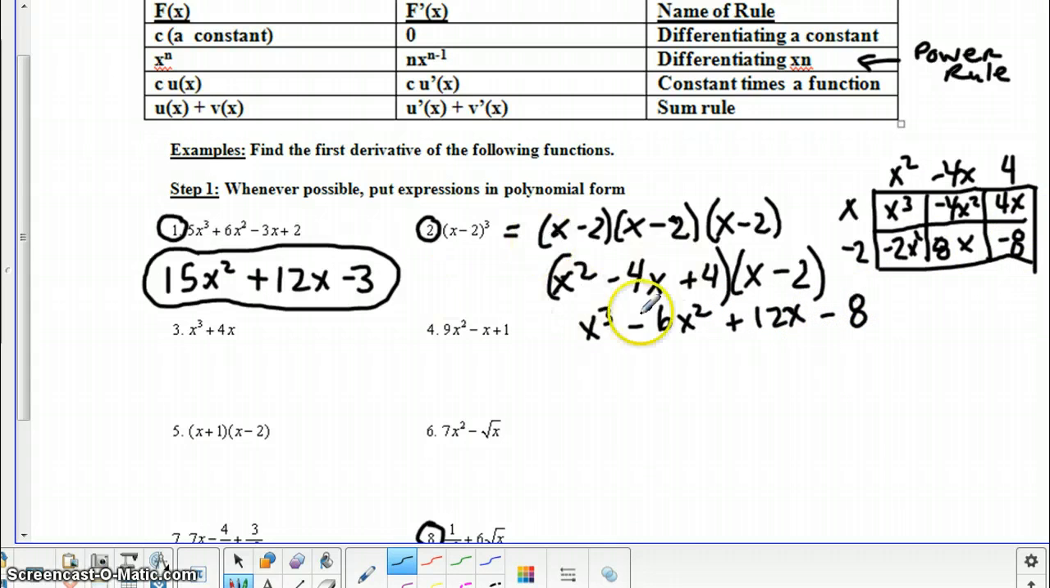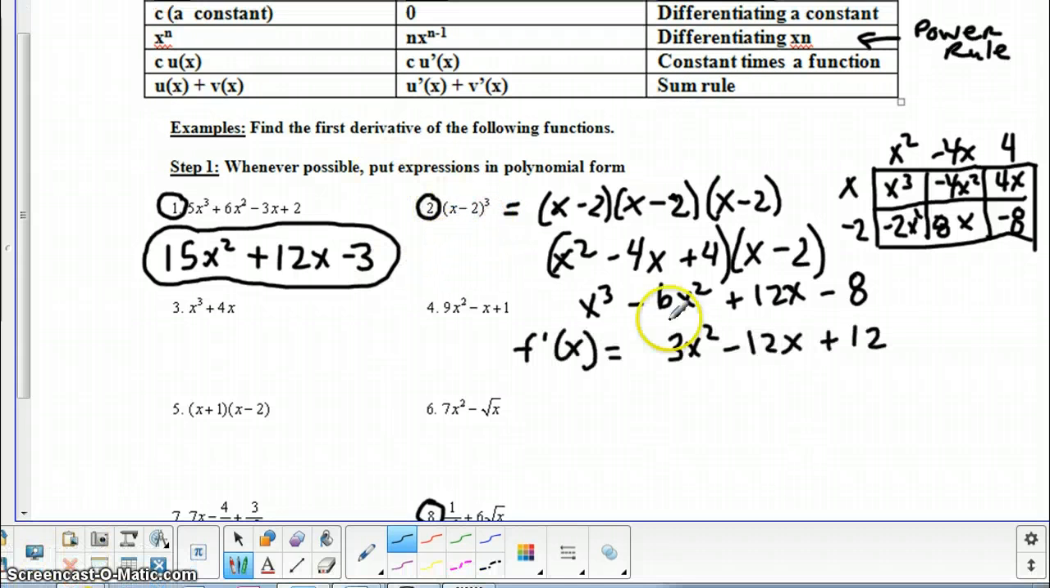Okay, so we did all that just to find out what the function is. Now we still have to take the derivative. So go ahead and try that and pause. Okay, so you should have found the derivative of our polynomial x minus 2 cubed to be 3x squared minus 12x plus 12. This was just multiplying it out, and then we took the derivative using the power rule.